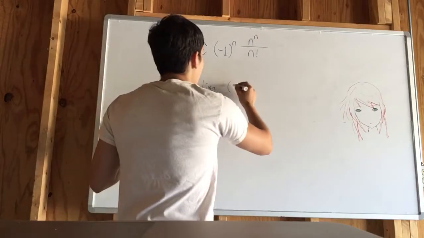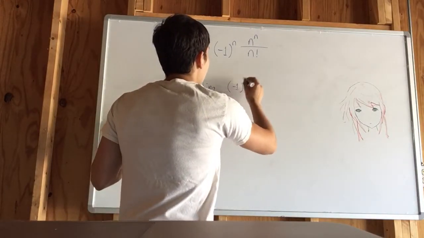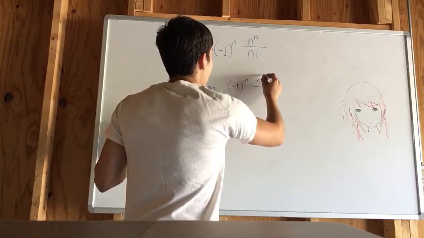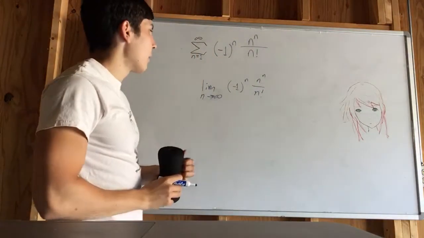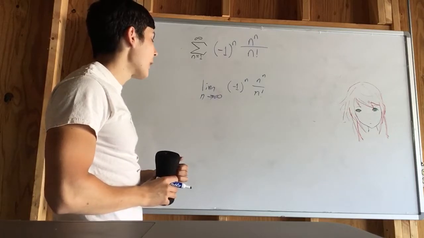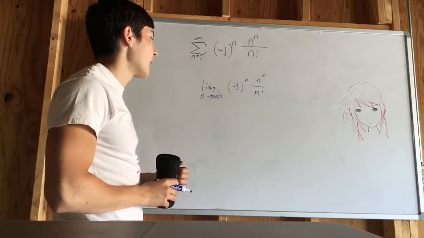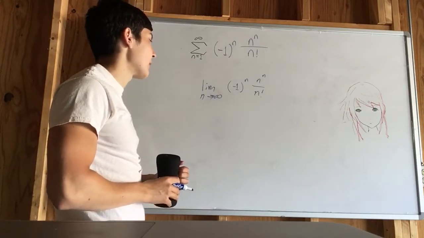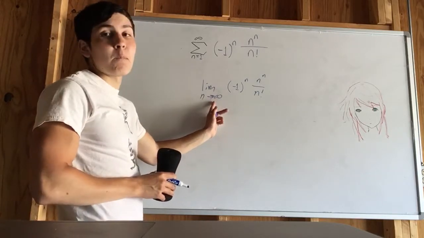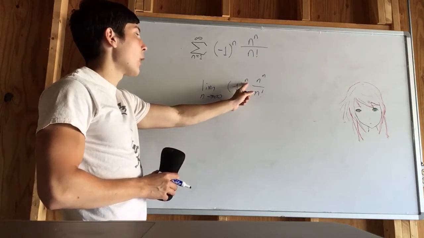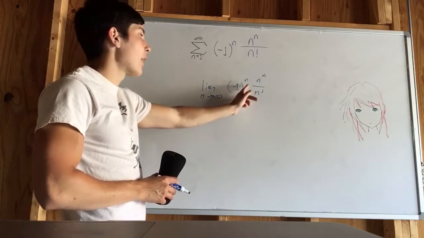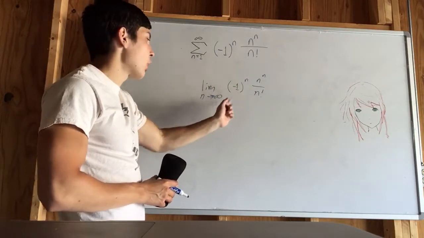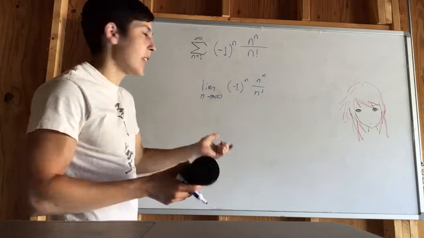So this would be negative 1 to the power of n, and then we have n to the power of n over n factorial. With this one, we already know that this is going to diverge. We know that this is going to diverge because if we plug in numbers here, we'd go 1 and it would be negative. We'd plug in 2, it would be positive. 3, it would be negative again. And so we never settle upon positive or negative.